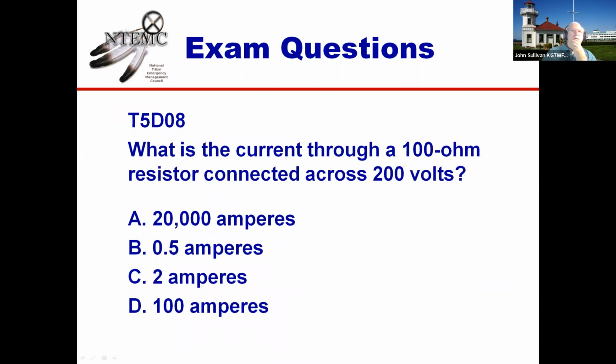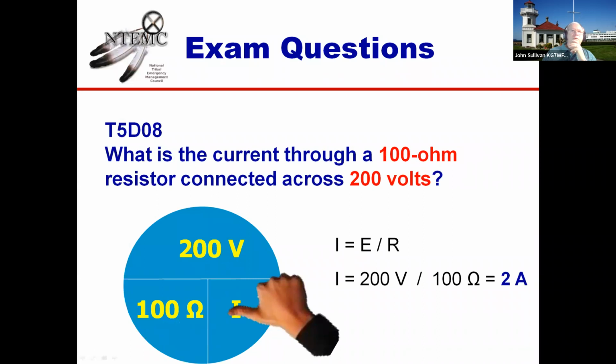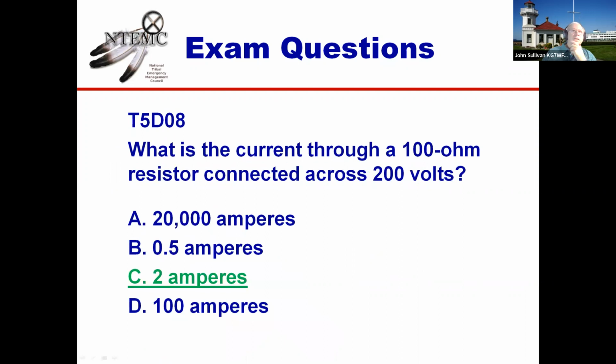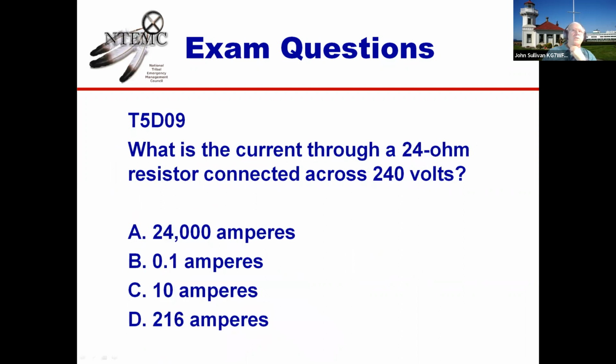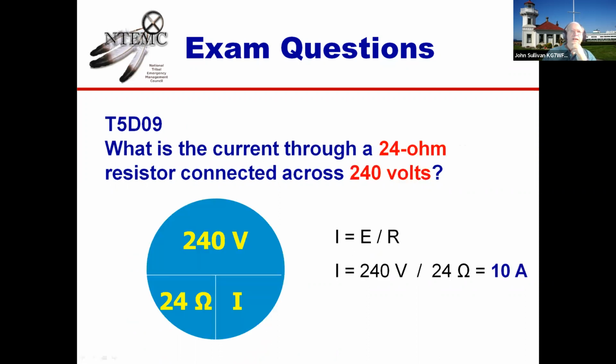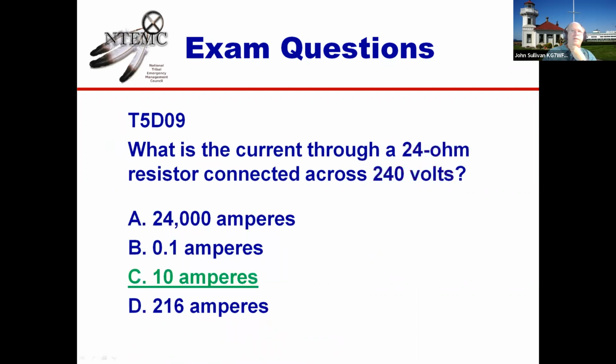What's the current through a 100 ohm resistor connected across 200 volts? That's going to be 2 amps, 200 divided by 100. What's the current through a 24 ohm resistor connected to 240 volts? Volts divided by ohms, right? So we end up with 10 amps.